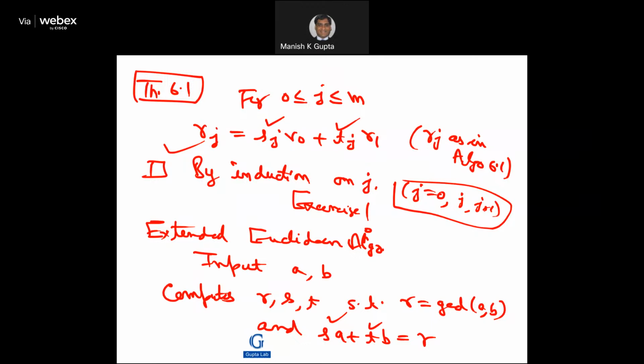Now I am going to describe what is known as the extended Euclidean algorithm. Input is a comma b. This algorithm will compute r, s, and t such that r is the GCD of a and b, and also it will compute these integers s and t such that s times a plus t times b is equal to r. This is a very, very fundamental result. Whenever the GCD of a comma b is r, you can find integers s and t such that s times a plus t times b is equal to r. So a very, very fundamental result in number theory. Okay, and then the next algorithm is going to do that actually.